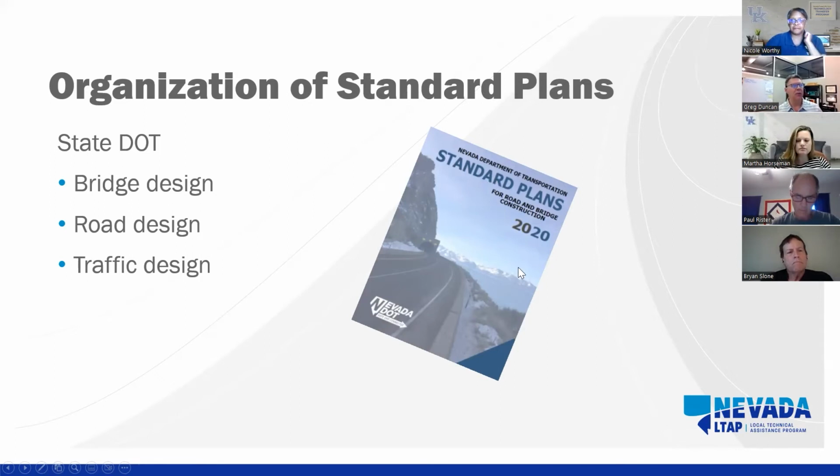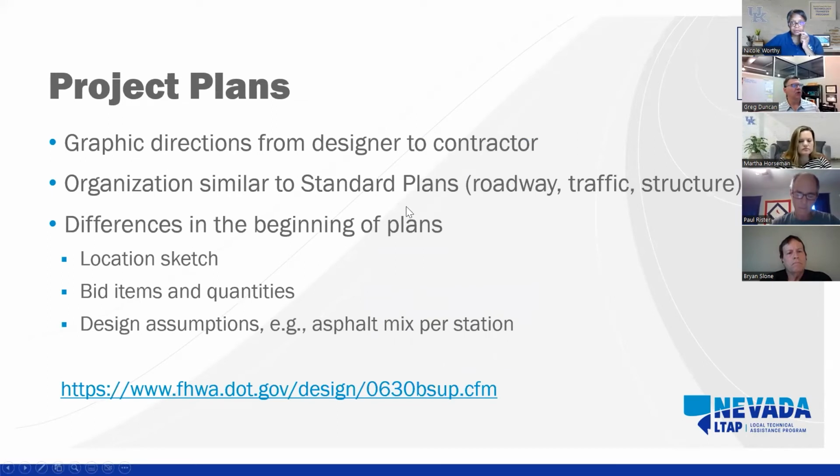So these might be implemented across the state for a given situation, and through the project plans, those could be called into effect. The project plans are very specific, so they're built specifically for that project, and because of that, they carry a lot of weight in the construction contract. So they basically represent graphic directions to the contractor. They are similarly organized to the standard plans, but there are differences in the beginning of the plans for a location sketch. They also include bid items and quantities that are typically called out in the plans.